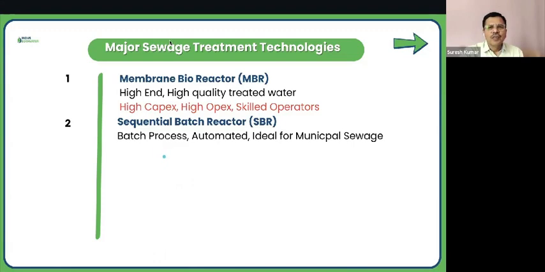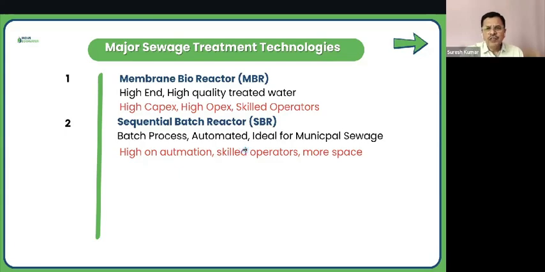All right. Now, what is wrong with this? It has a higher level of automation, not as high as MBR, but still a high level of automation. It costs more compared to MBBR, but costs less compared to membrane bioreactor. Of course, in terms of costing, it is number 2. If number 1 is MBR, number 2 is SBR. Number 3 is MBBR. Number 4 is easySTP.